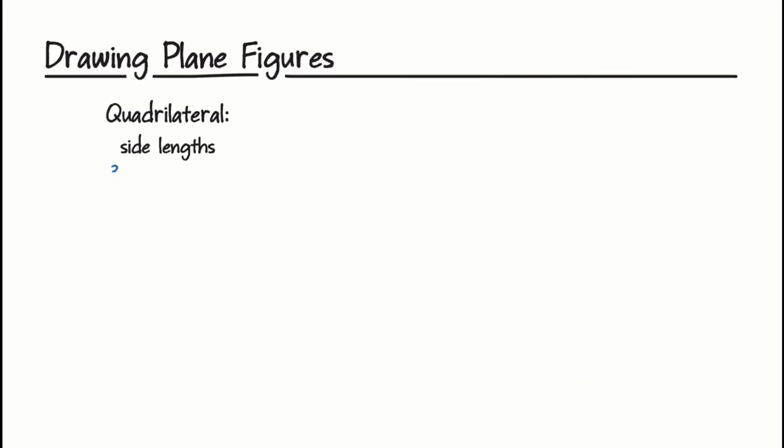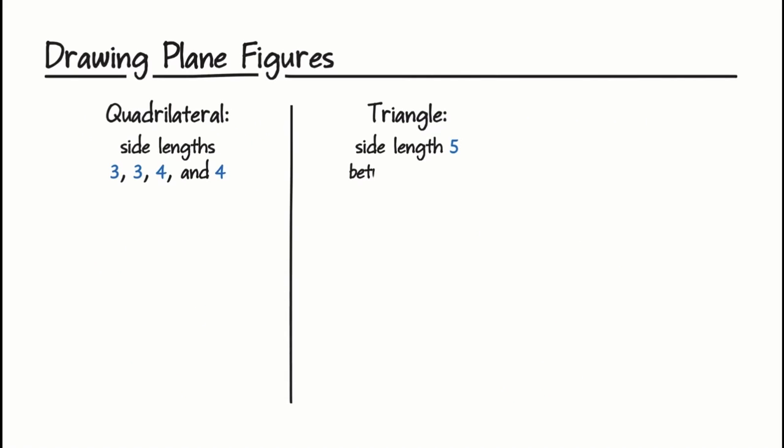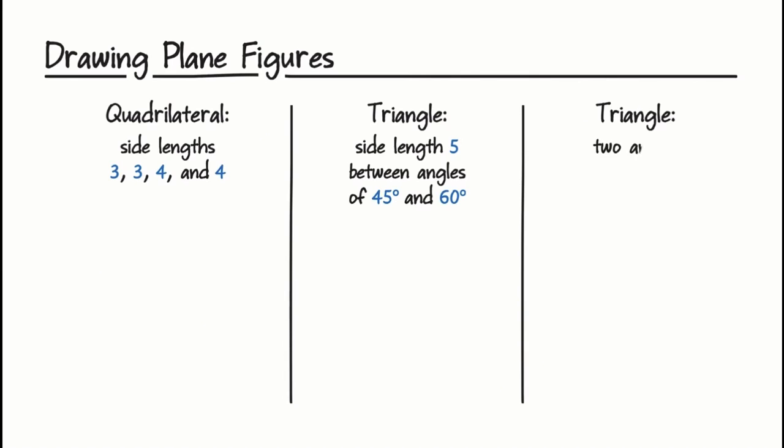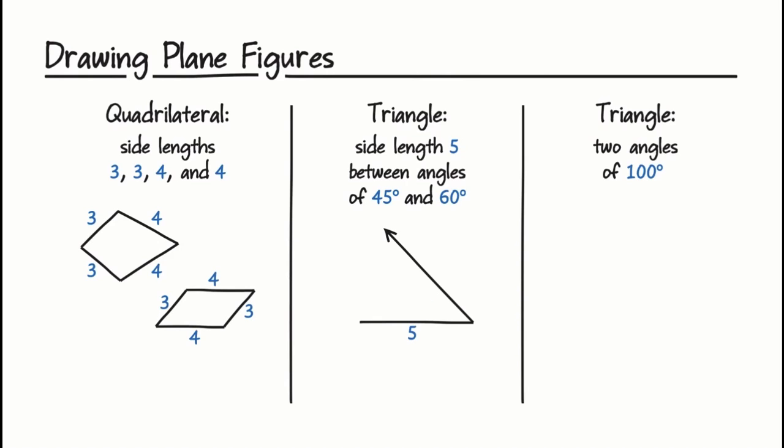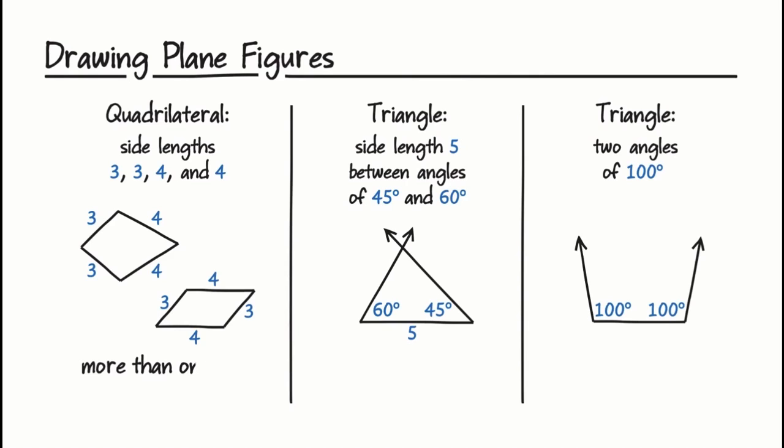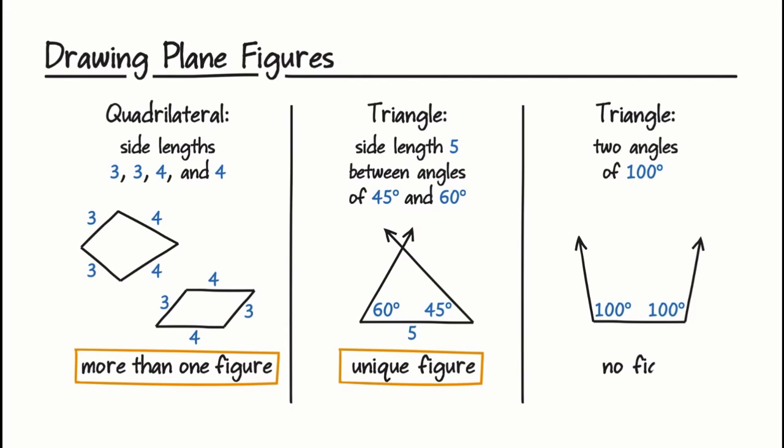Students also investigate other sets of conditions involving quadrilaterals and triangles. They attempt to draw figures by using rulers and protractors or by using technology, and they can determine whether the conditions result in more than one figure, a unique figure, or no figure.